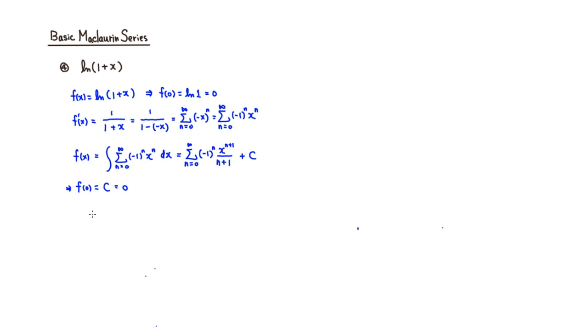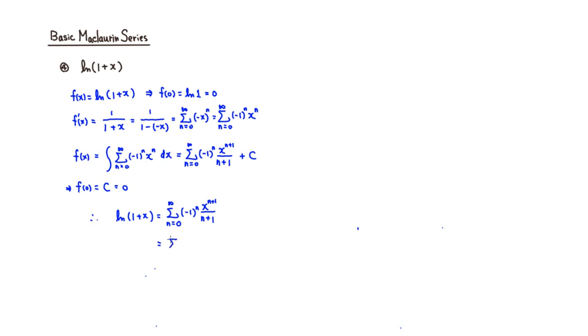Therefore, the Maclaurin series for natural log of 1 plus x is going to be equal to the summation, n goes from 0 to infinity, of negative 1 to the n, x to the n plus 1 over n plus 1. If you'd like to have just n instead of n plus 1, we can shift a little bit. This is exactly the same thing.